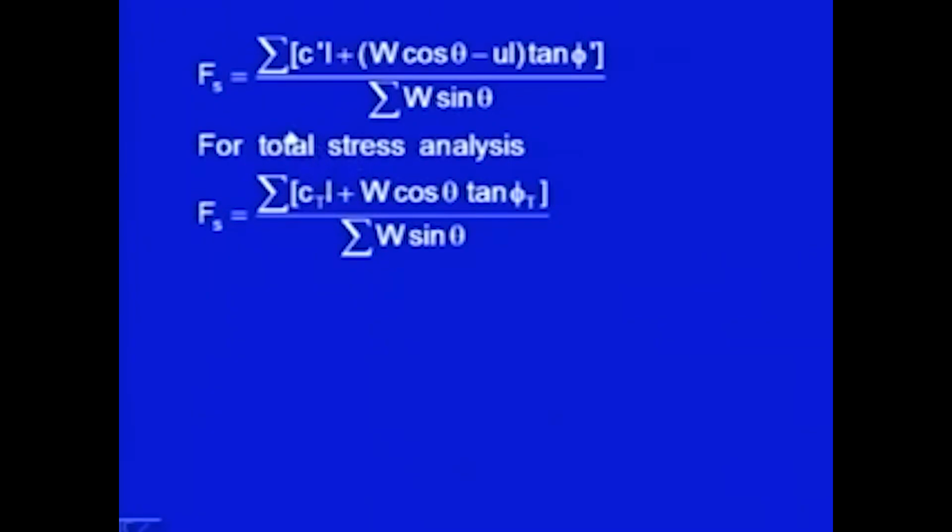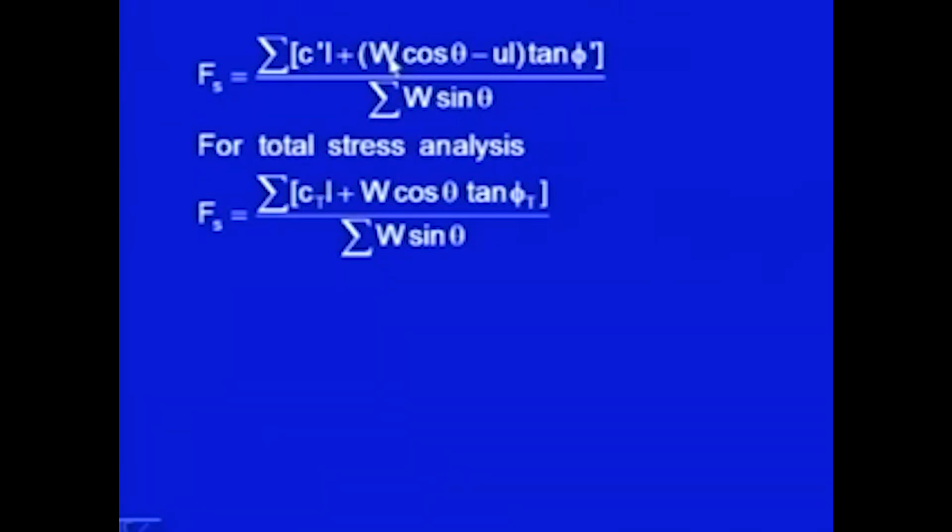And as you know, the factor of safety will be equal to the total resisting moment divided by the total driving moment. So, when we put it in this equation, r being constant, you can take it out from the numerator as well as from the denominator. So, r will cancel, and the factor of safety will be given as the summation of c dash L plus W cos theta minus U, into tan phi dash, upon the summation of W sin theta.